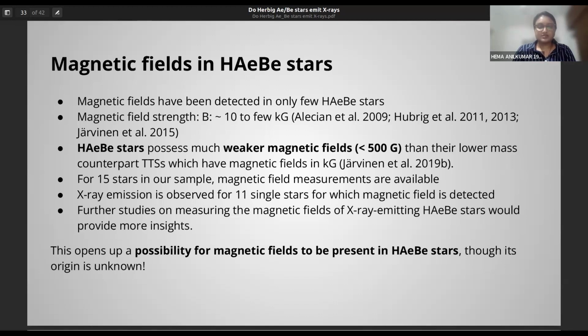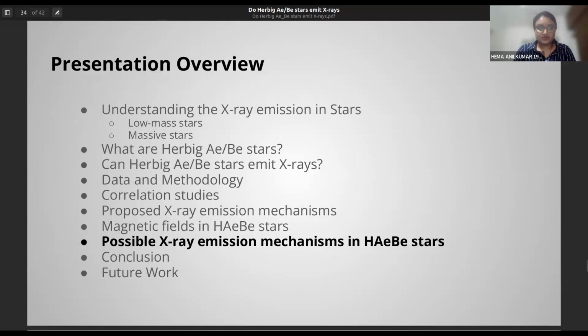So we see that there is a possibility of magnetic fields being present in Herbig Ae stars, and this could be the reason for the X-ray emission in them. But how these magnetic fields are present, that is still unknown.